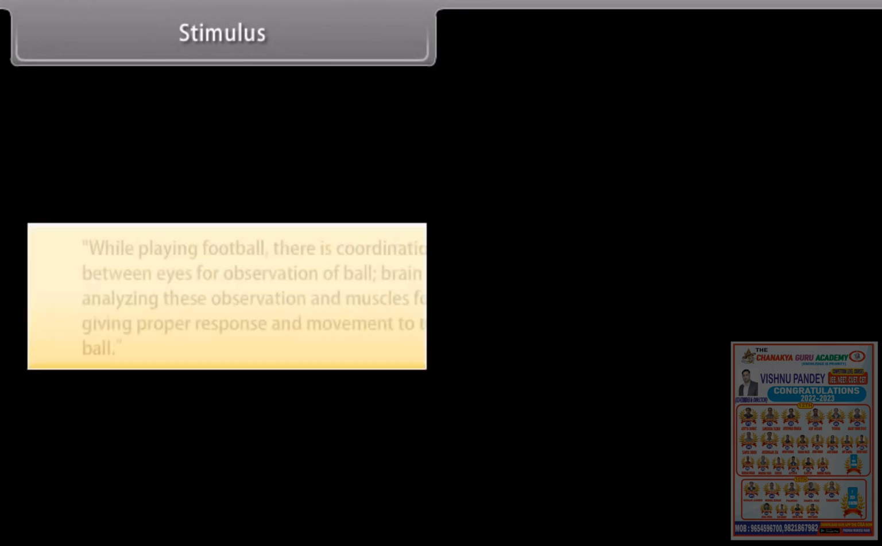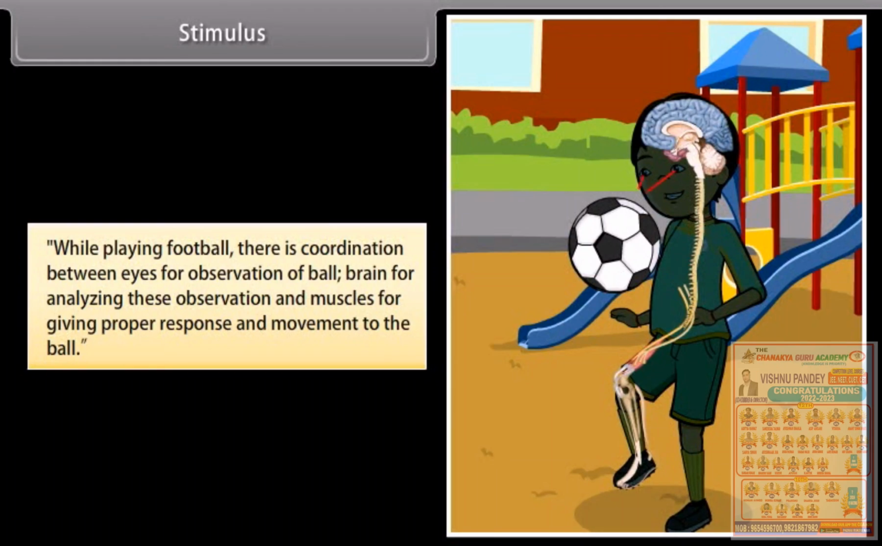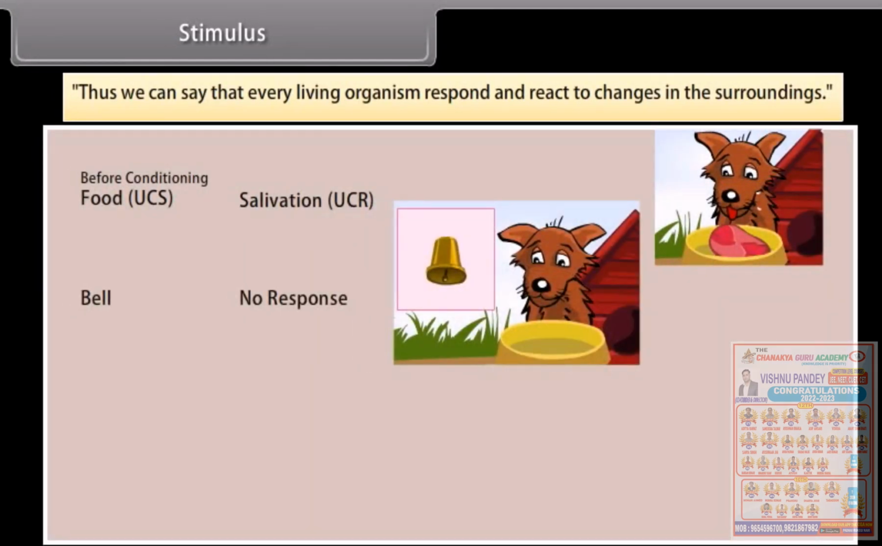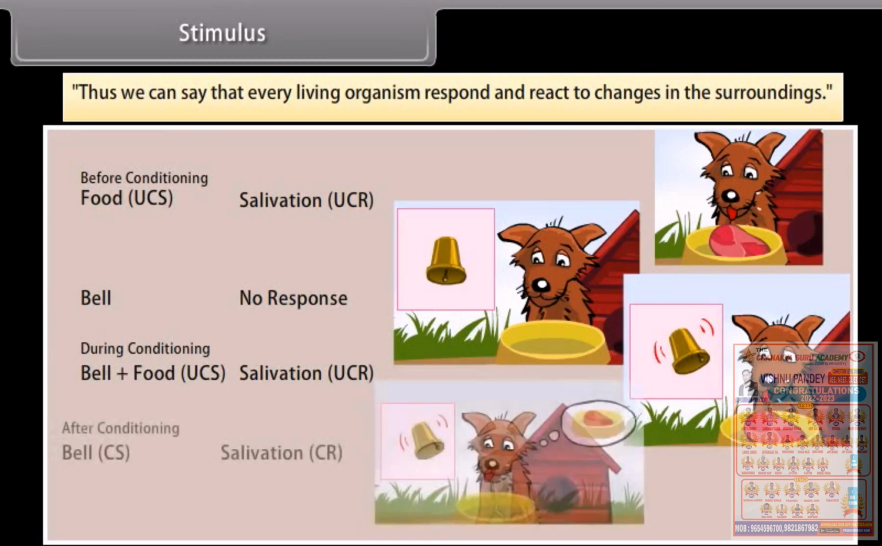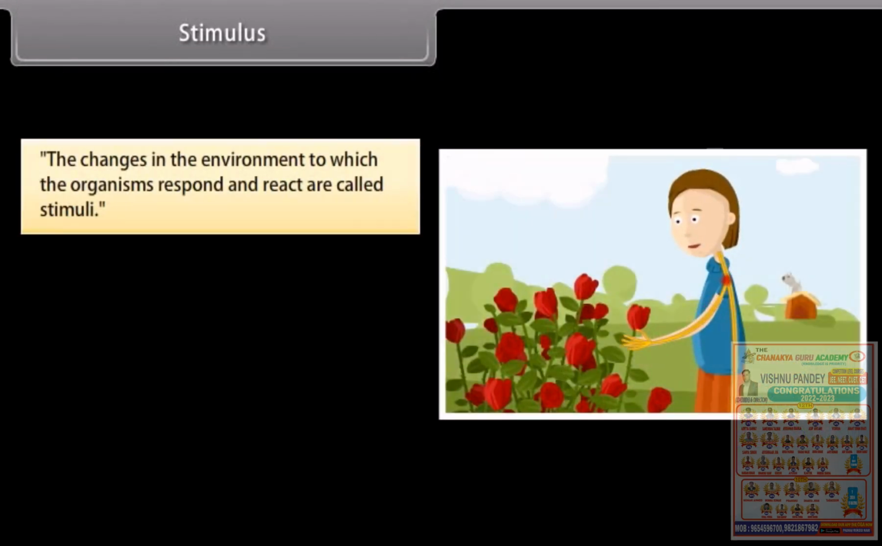Stimulus. While playing football, there is coordination between eyes for observation of the ball, brain for analyzing these observations, and muscles for giving proper response and movement to the ball. Thus, we can say that every living organism responds and reacts to changes in the surroundings. The changes in the environment to which the organisms respond and react are called stimuli.